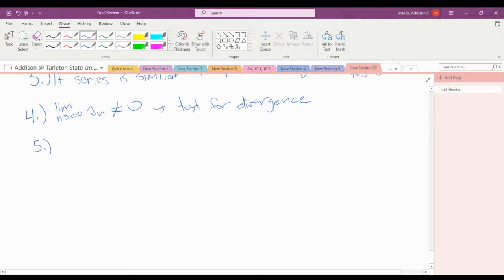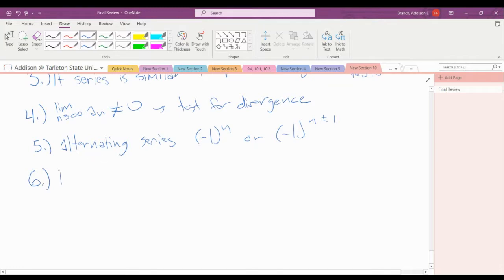Five, we have alternating series, which is pretty easy. We'll have either a (-1)^n or a (-1)^(n+1), plus or minus 1. Those are usually obvious to spot. You may have some like that trig one we did in our example where you have to play with it a little bit, but usually they're pretty obvious to spot.